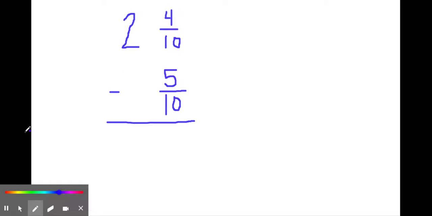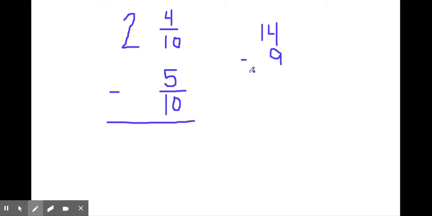Now, with 2 and 4/10, 5/10, we cannot just subtract them, even though they have common denominators, because 4 is less than 5. And it's just like if we were subtracting something like 14 minus 9. And this is just an example. We cannot subtract 9 from 4 without having to borrow first. So we're going to do something similar with this fraction, with the mixed number and the fraction.